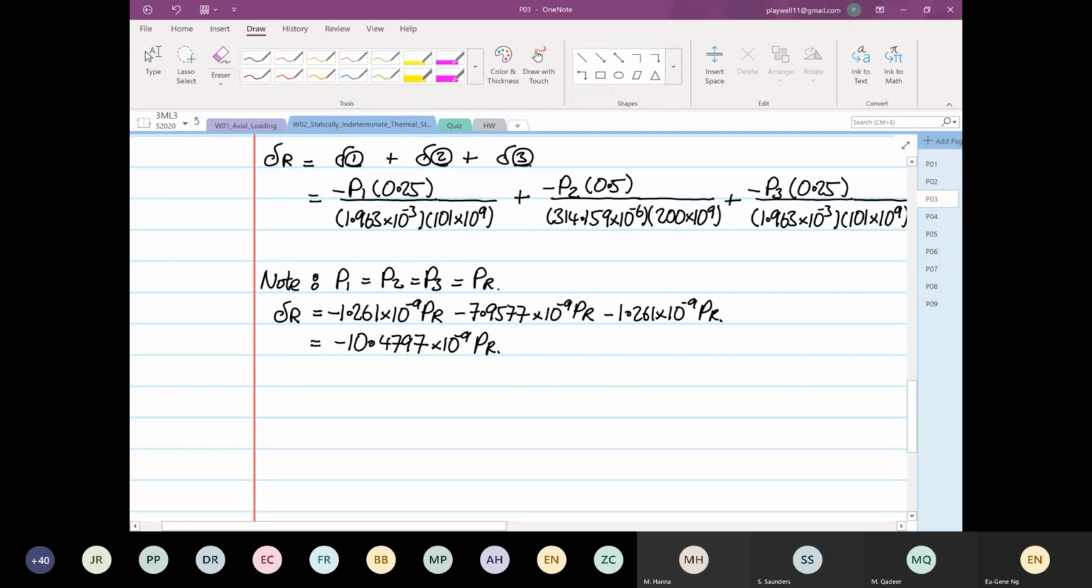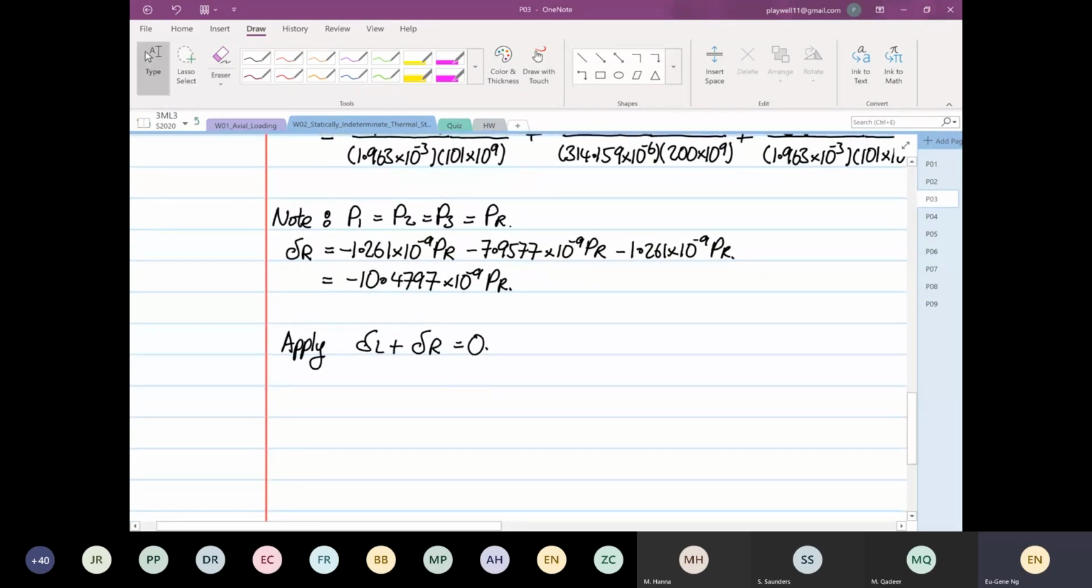Okay, so finally we're going to apply the deflection due to the load plus the deflection due to the redundant load. The deflection due to the load plus the deflection due to the redundant load must all equal to what? 0. So due to the load is 1.655 times 10 to the power minus 3, plus, right, minus 10.4797 times 10 to the power minus 9 PR, the whole thing is equal to 0.